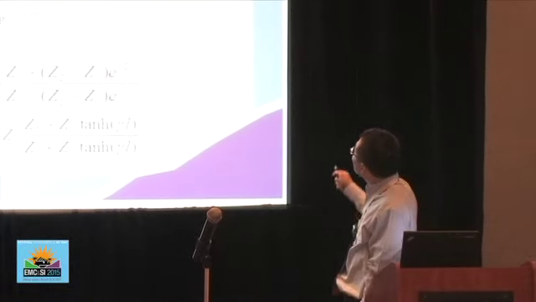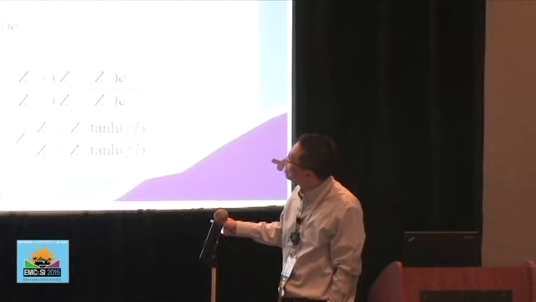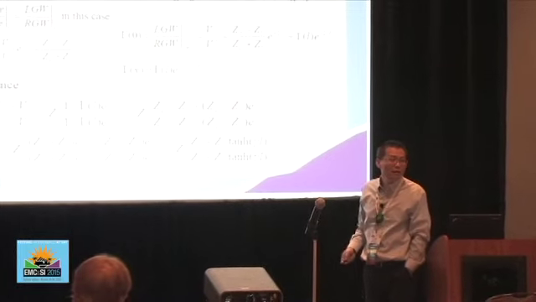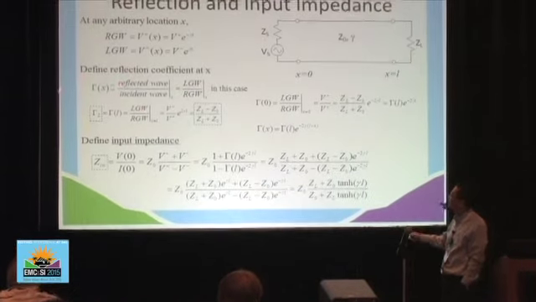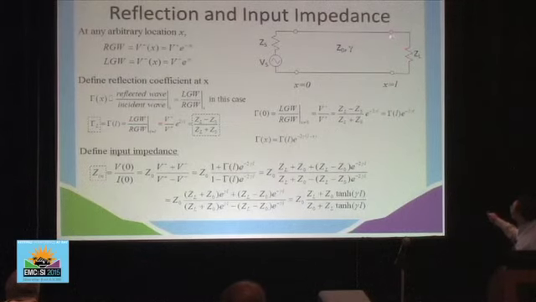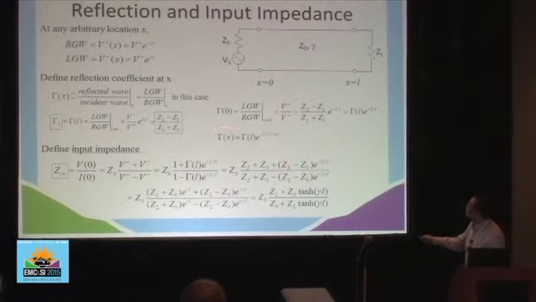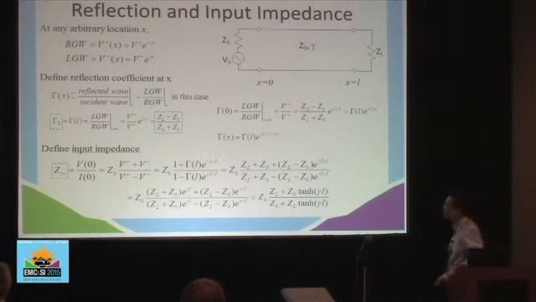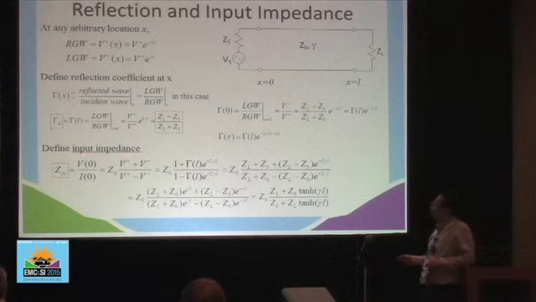And we find that at the load, this reflection coefficient is related to the ratio of the difference of the load impedance and the characteristic impedance. So this simple expression can be used to calculate the reflection coefficient. And when you define the reflection coefficient at x equal to L, at any arbitrary x, you can find the ratio of the reflection coefficient. After you get that ratio, we can further solve for the input impedance.